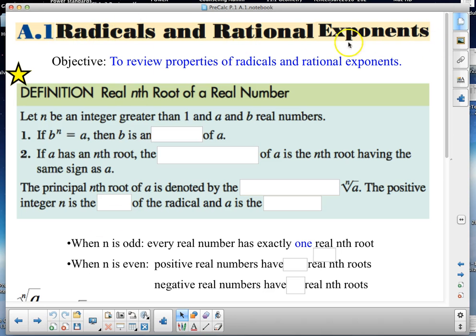Now, radicals and rational exponents. Objective: to review the properties of radicals and rational exponents. Definition: real nth root of a real number. Let n be an integer greater than 1, and a and b are real numbers.